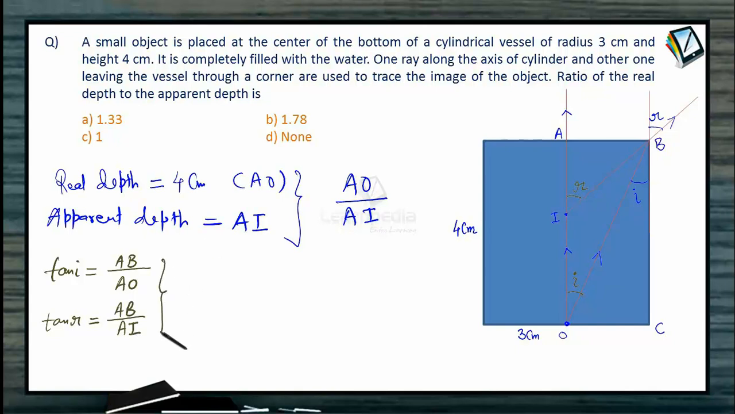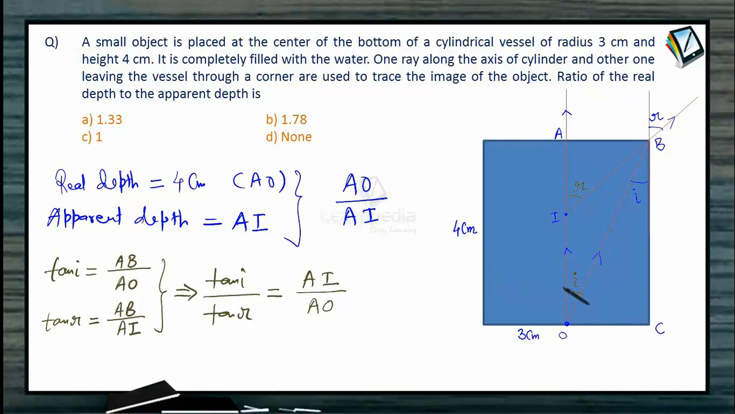Okay, if we divide these two, then what do we get? Tan I divided by tan R is equal to what? Tan I is AB divided by AO, so AO goes to the denominator, and AI comes to the numerator. AB and AB get cancelled. So tan I upon tan R is AI upon AO, and we have to find AO upon AI, that means the reciprocal of this. So in a way we have to find the value of tan R upon tan I.